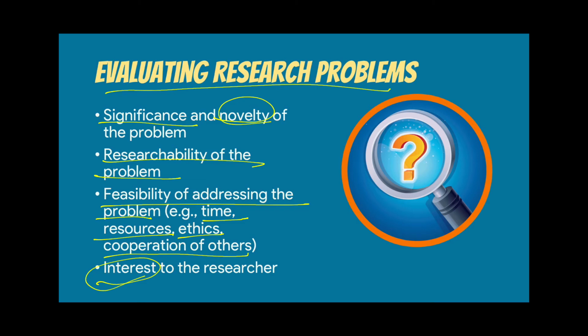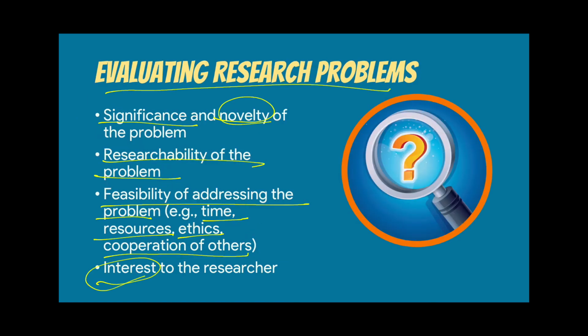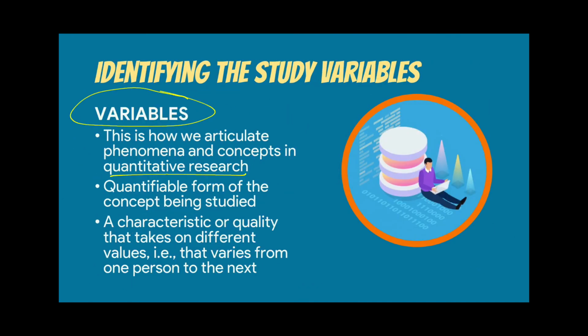Now, in quantitative research, the concepts and the phenomena that we are studying are called variables. This is how we articulate phenomena and concepts in quantitative research. So earlier, in our schema here, in our paradigm, these things in squares, in rectangles, these are called your variables. And what is important in identifying variables is that they should be quantifiable.